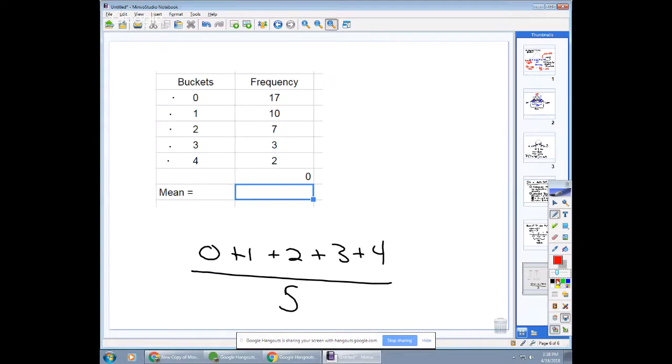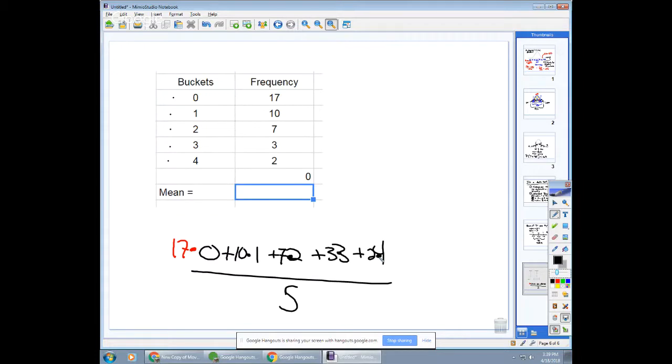So 0 has a weight of 17. 17 people watched no movies. How many people watched 1 movie? 10 of them. So plus 10 people watched 1. How many watched 2? 7. So then I squeeze in 7 times 2 there. And 3 times 3 is the weight. And for the 4, there's 2 of them, so 2 times 4. I know it looks kind of messy.